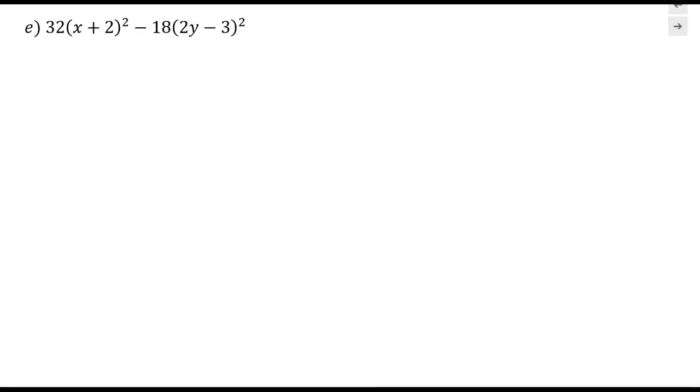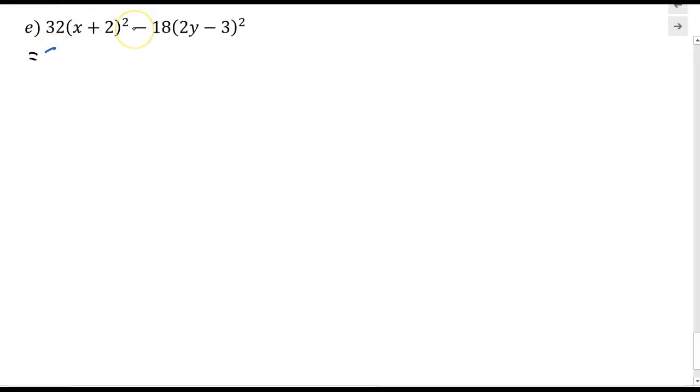Last one. If you're feeling kind of confident, go ahead. If you're not feeling confident, that's okay too. We're gonna work through this one together because already I'm getting a red flag. 32 and 18 are not perfect squares. But they do have a greatest common factor. So, oh my gosh, adding another dimension. Greatest common factor. Take it out, throw it up front. I'm going to write it in blue so that I make sure I don't forget it.